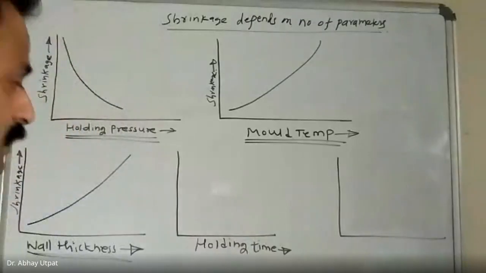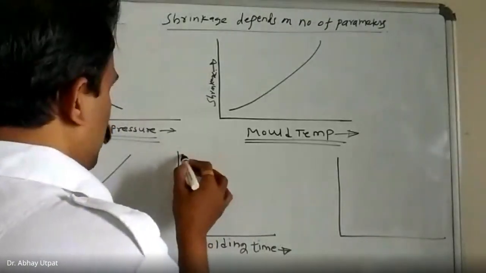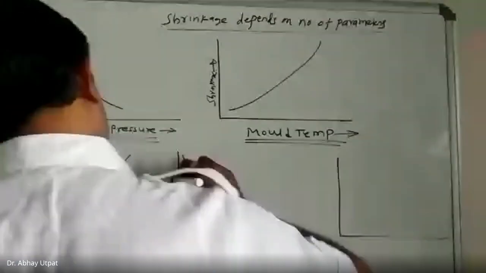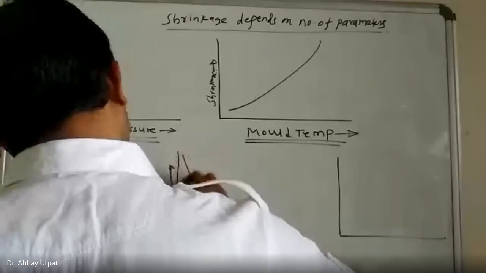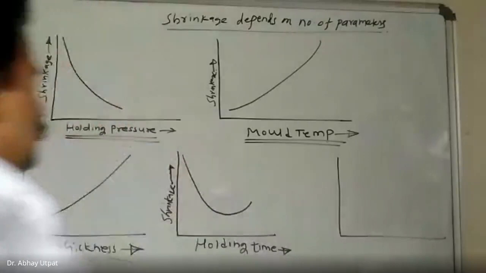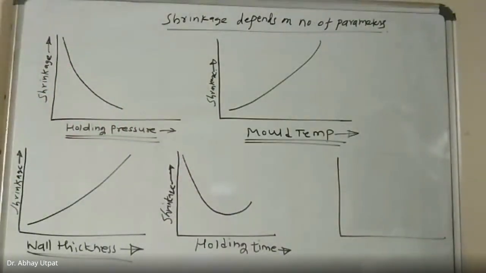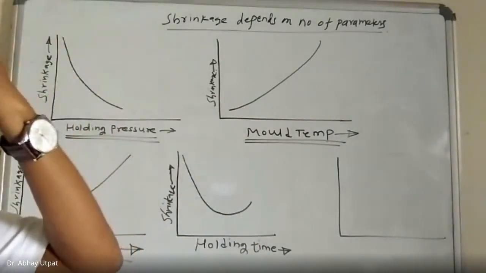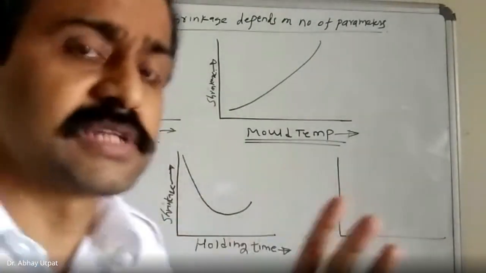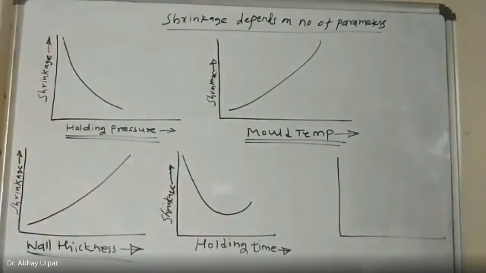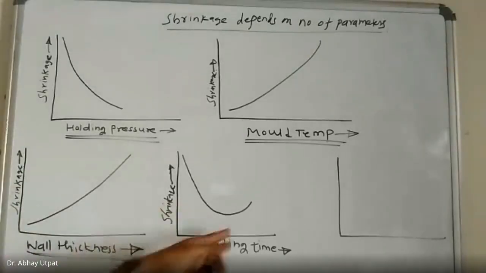Now holding time, see the beauty. It is similar to the first plot, but up to a certain level, and then it again starts increasing. As holding time increases, shrinkage initially decreases, but after that it will start increasing. So optimum holding time is required. Up to this point you can have a decrease in shrinkage, but after that, shrinkage may start to increase.